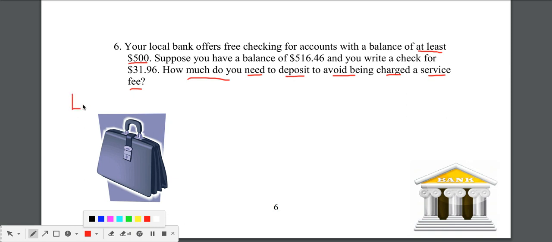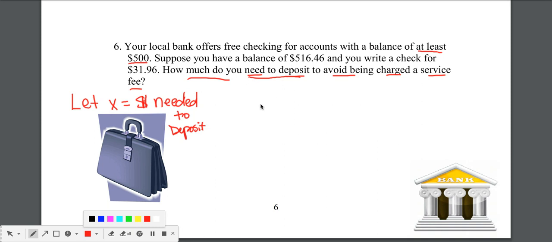So let's write a let statement. That's our next thing. Let X equal what? It says right here, what do you need to deposit? Need to deposit. So this is the money needed in order to stay above your minimum balance. All right. Needed to deposit. And deposits are positive money, and withdrawals would be a negative amount of money or a subtraction.